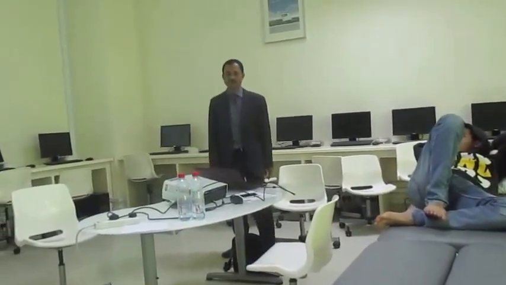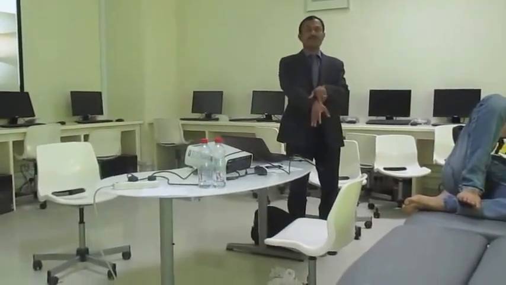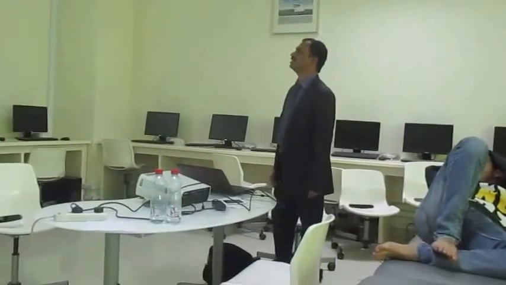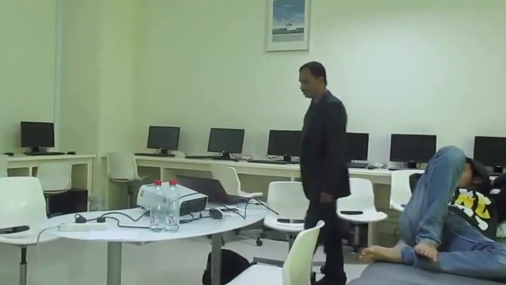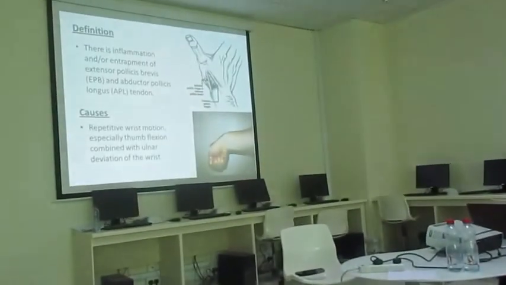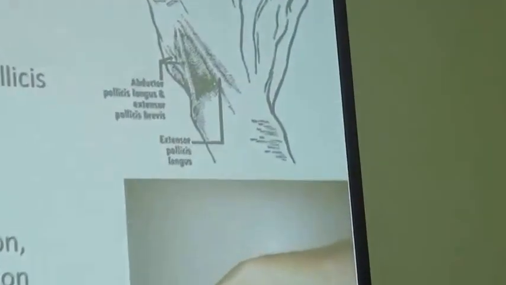Another condition, De Quervain's tenosynovitis, in the hand, thumb. The problem is of these two tendons. Which are the two tendons? Extensor pollicis brevis and abductor pollicis longus. These two tendons are the problem, not this one. These are the tendons of extensor pollicis brevis and abductor pollicis longus. This is the area of the problem.